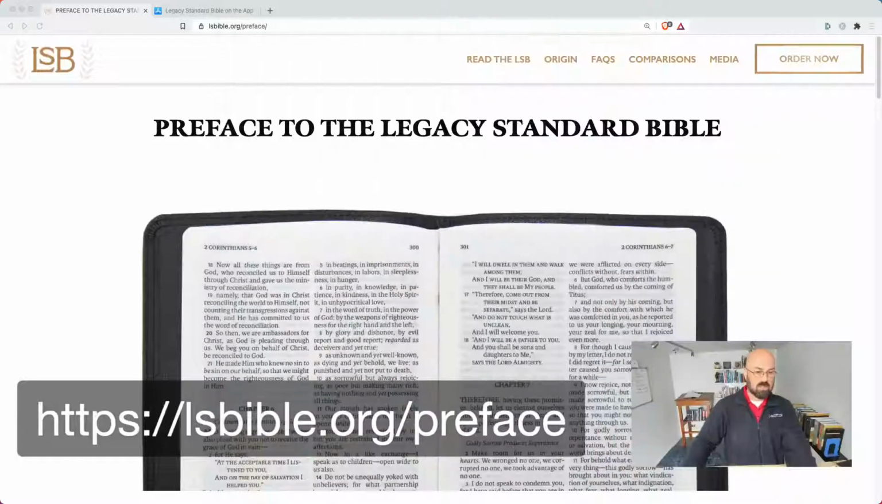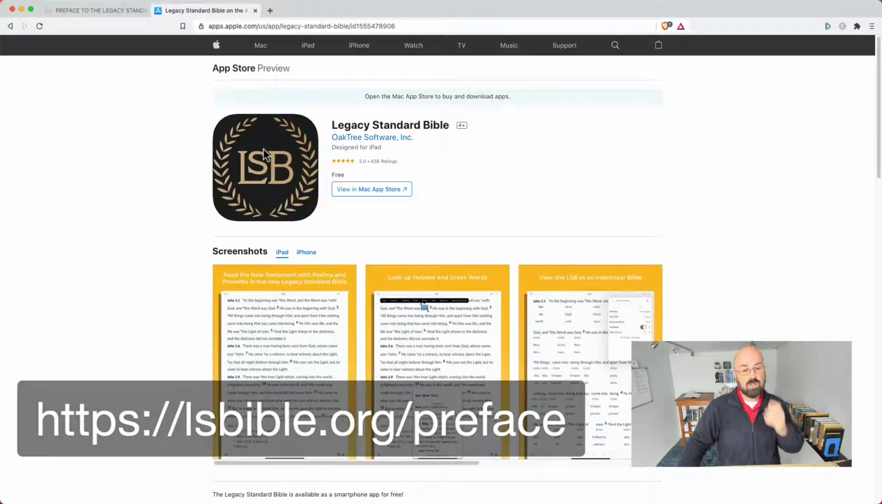In fact, let me just flick over here and I'll show you that. This is in my web browser, and you can just do a search. You're looking for this logo that indicates this is the Legacy Standard Bible, and it's actually produced by Accordance. So Accordance has partnered with the team there to bring the Legacy Standard Bible into a mobile app for free. It doesn't cost you anything to do that.